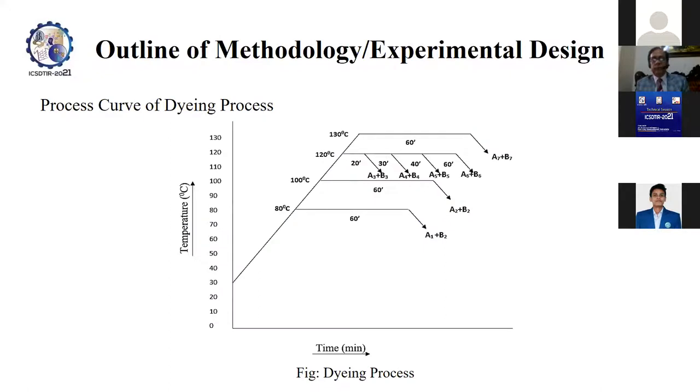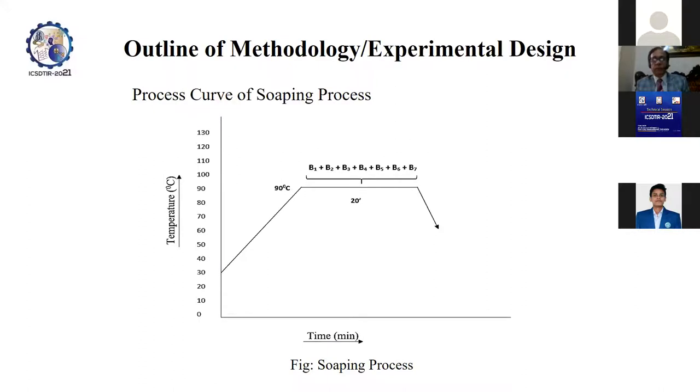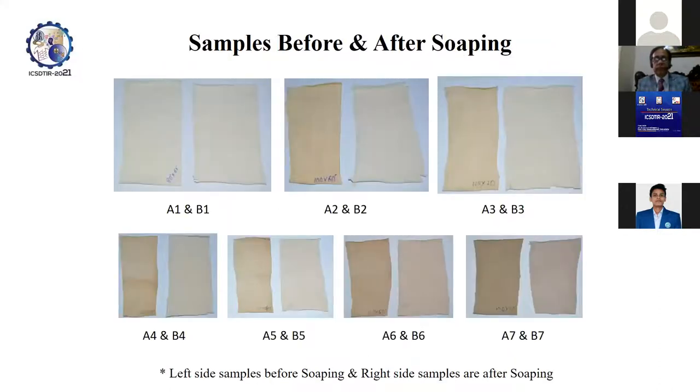Here is the process curve of the dyeing process. And in this slide, we can see the process curve of the soaking process. After completing this, we can see the resultant samples which went through the dyeing and soaking process. In the slide, we can see the resultant samples which we processed.